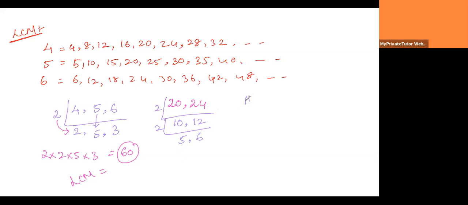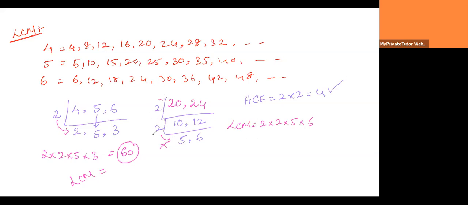So what is HCF? For HCF, we take the left side common terms, which is 2 times 2, that is 4. But in the LCM case, we are going to multiply the remaining terms as well, which is 2 times 2 times 5 times 6. That's the only difference you can think of between LCM and HCF in this method I'm talking about.